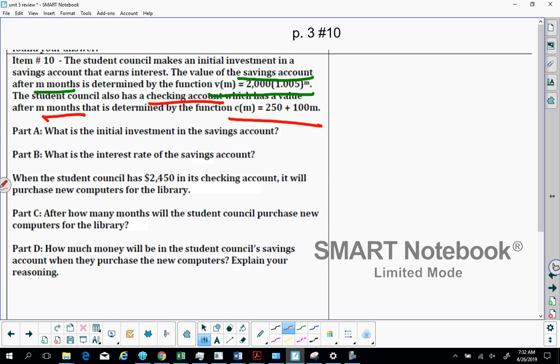So the first question is talking about the savings account. Is that the green or the red? So the green, right? Because the green is my savings. So I know I'm looking at this equation right here. B of m equals 2,000 times 1.005 to the m. It's asking what is the initial investment? Which number there would be my initial investment? What's initial mean?